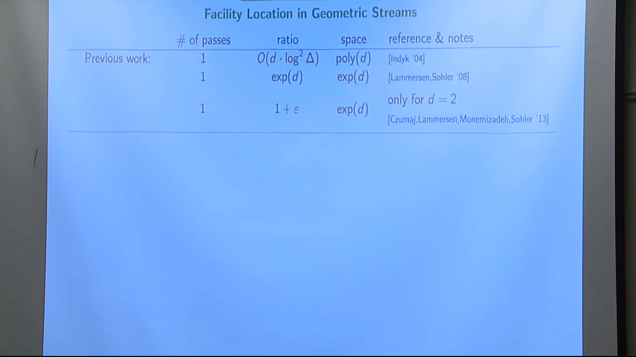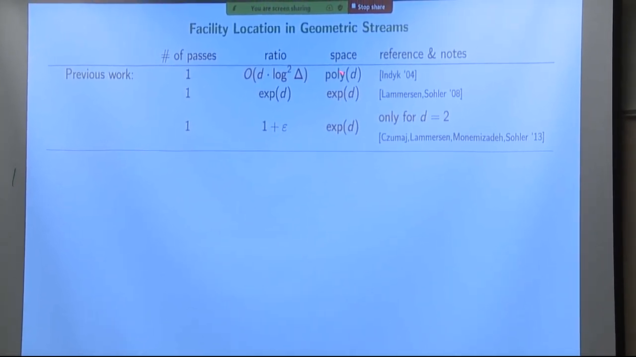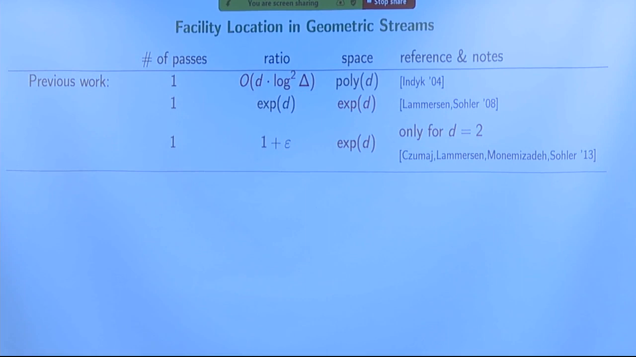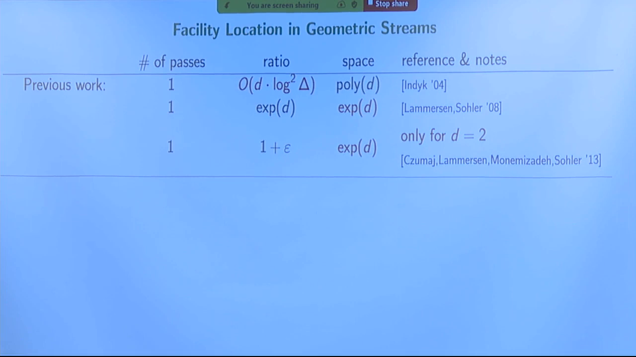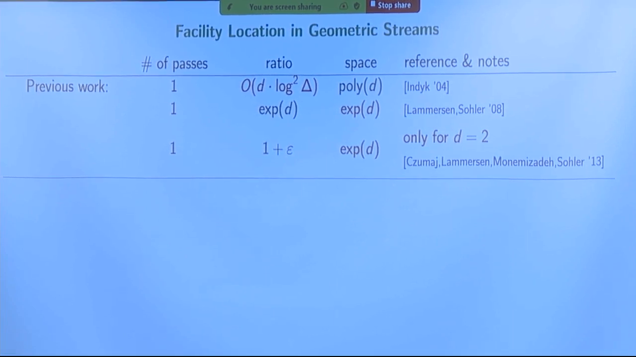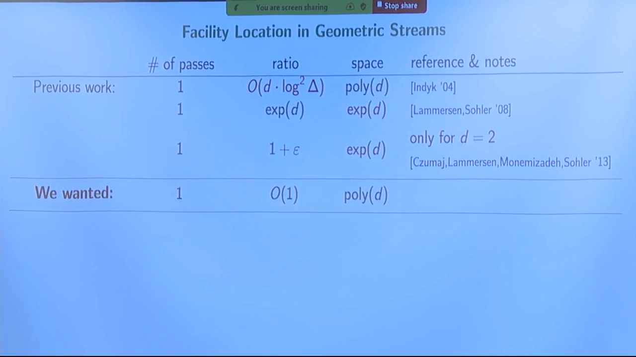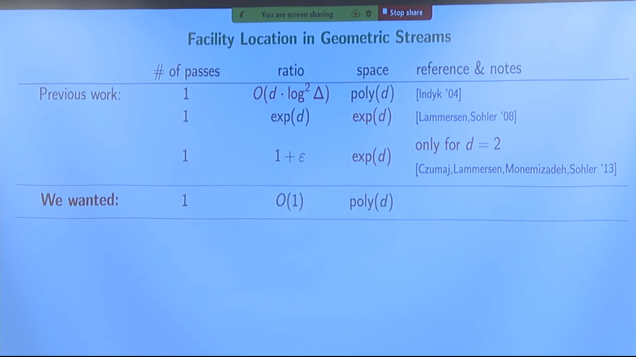As I said, in low dimension, we can do a lot. Actually, the first work by Indyk already proved polylogarithmic approximation, but with small space, using quadtrees. And then people focused on low dimension, so space exponential in D, and eventually gave 1 plus epsilon approximation. So the question was, what can we do for high-dimensional spaces? We wanted to give constant approximation, polynomial in the space, ideally in one pass.